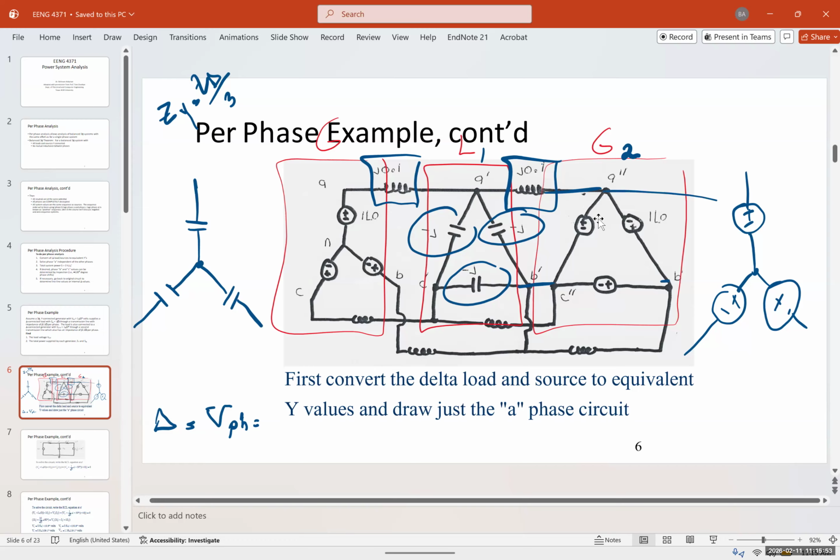Let me show it again this way. This is our phase voltage. It's VAB, and it's also our line voltage. So V phase is equal to V line.